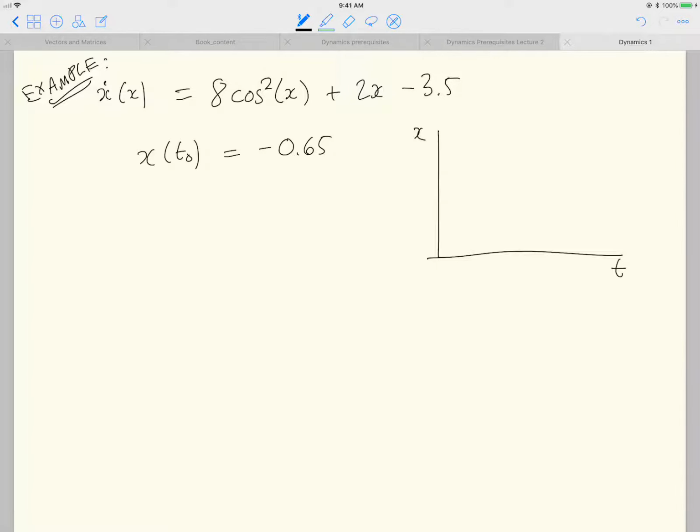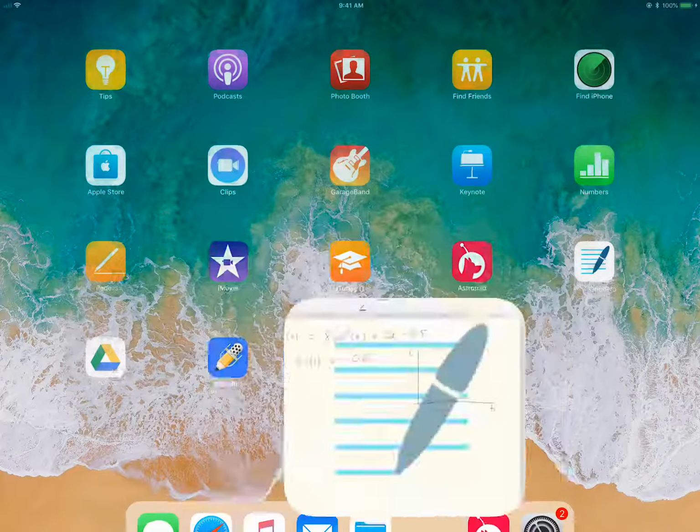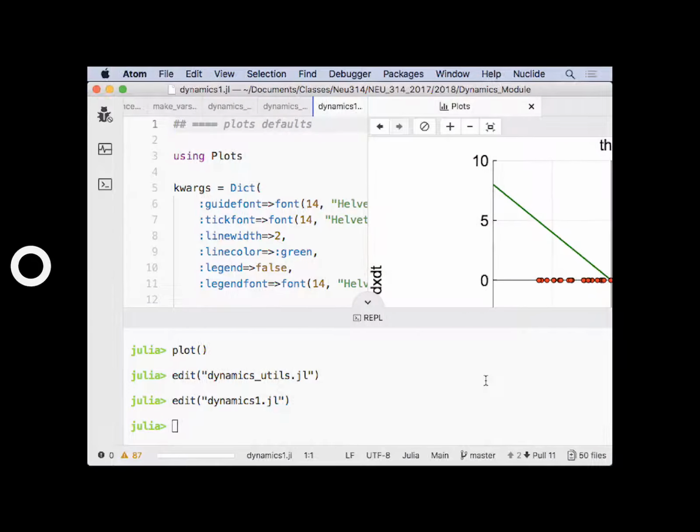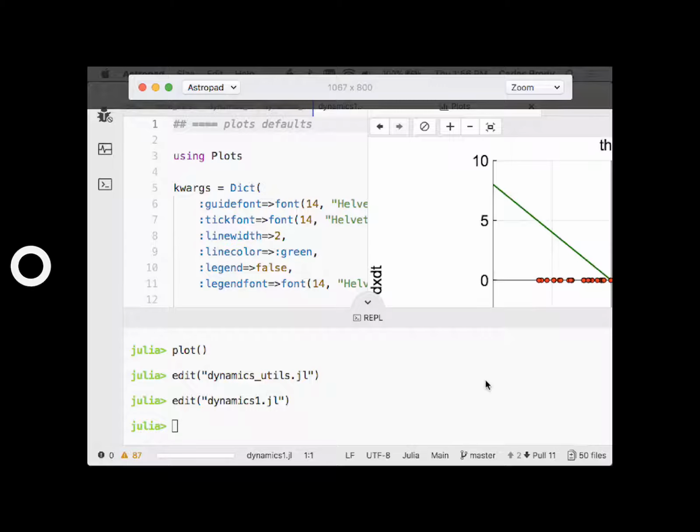So let's do that. And here's where I need to try out the technology. That's kind of fun, isn't it? So, okay. Okay. We can now do this fine.